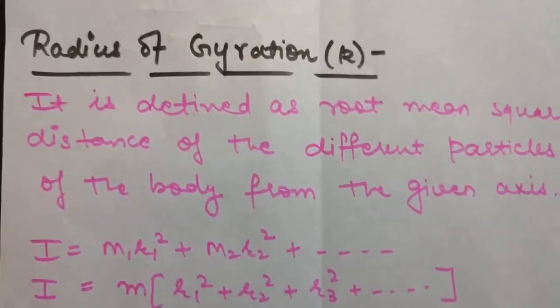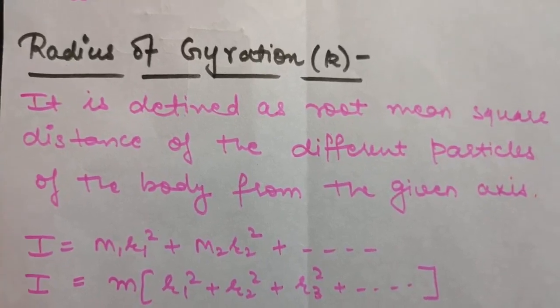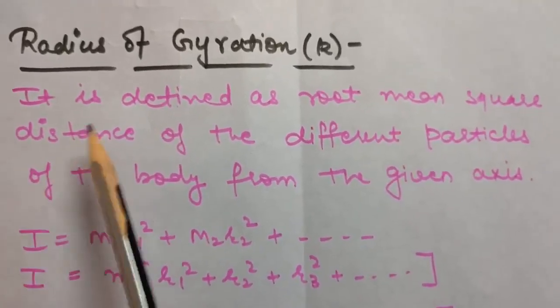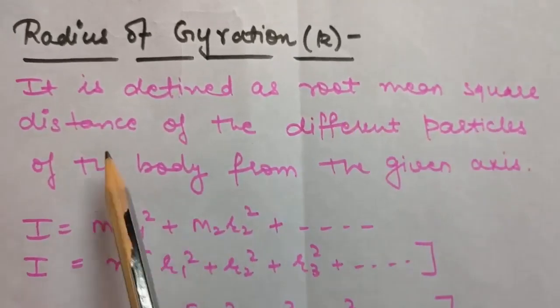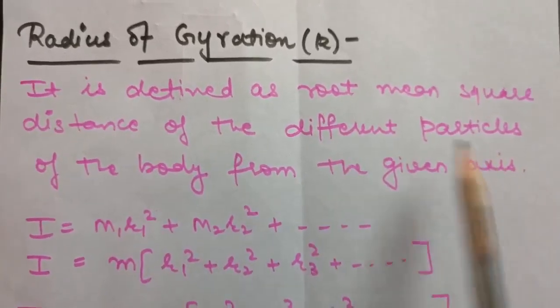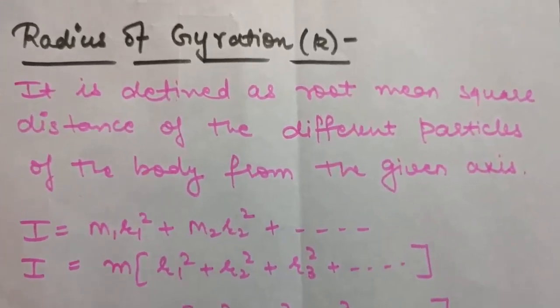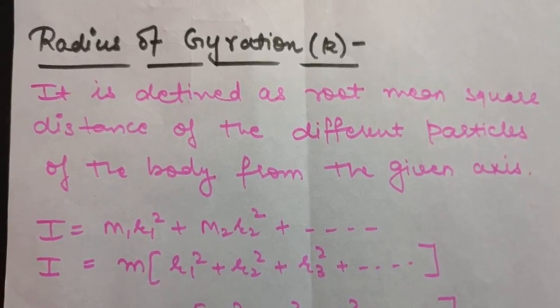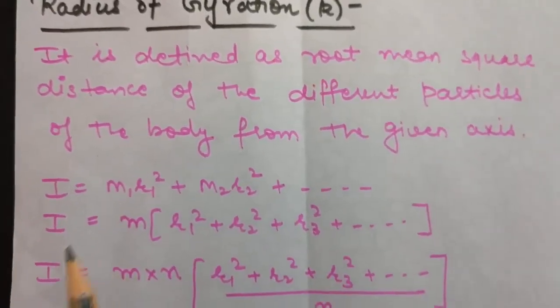Okay, so the next topic is radius of gyration. Radius of gyration is defined as the root mean square distance of the different particles of the body from the given axis. So let us calculate our expression for it.